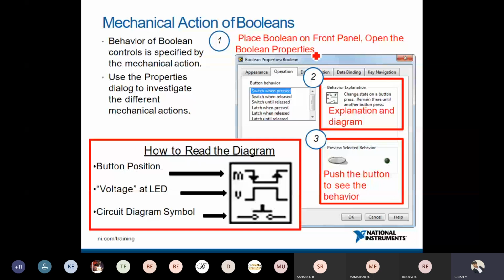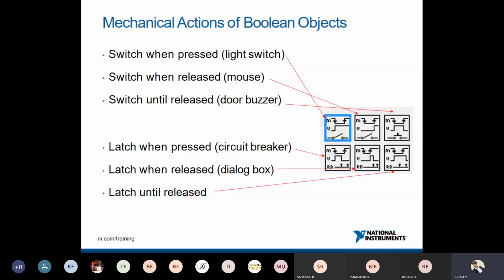If you just check it out, then we'll be having the selected behavior of it, clearly. Anyhow, this is what I've already placed out in simple examples. Now, to understand the 6 different actions of Boolean objects: Switch when pressed, like a light switch, which is going to turn on when you press.